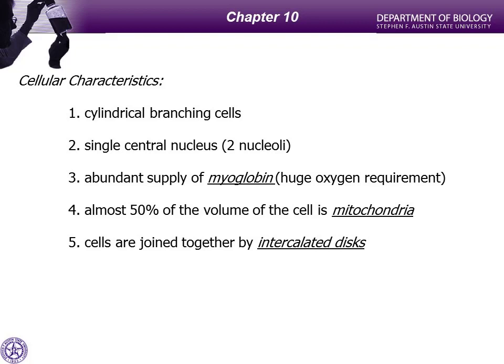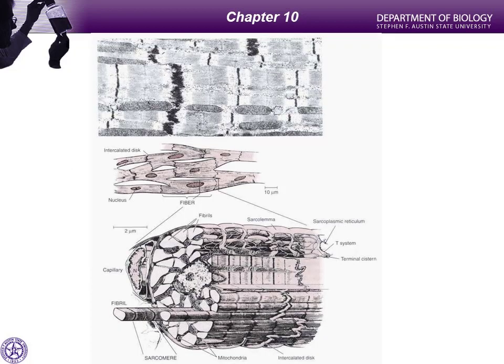Now, the big distinguishing characteristic, other than the branching of the cells, are these junctions that join these individual cells together into this interwoven network. And these things are called intercalated discs. And when you see these in a histological preparation, you know right away that is cardiac muscle and not skeletal muscle.